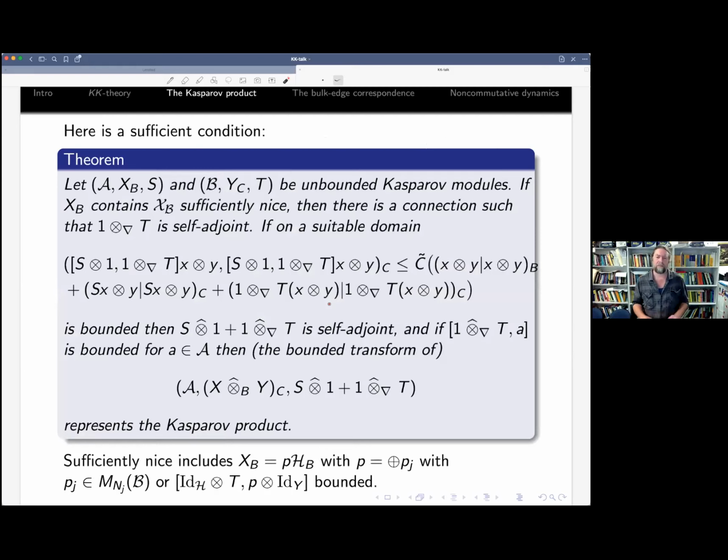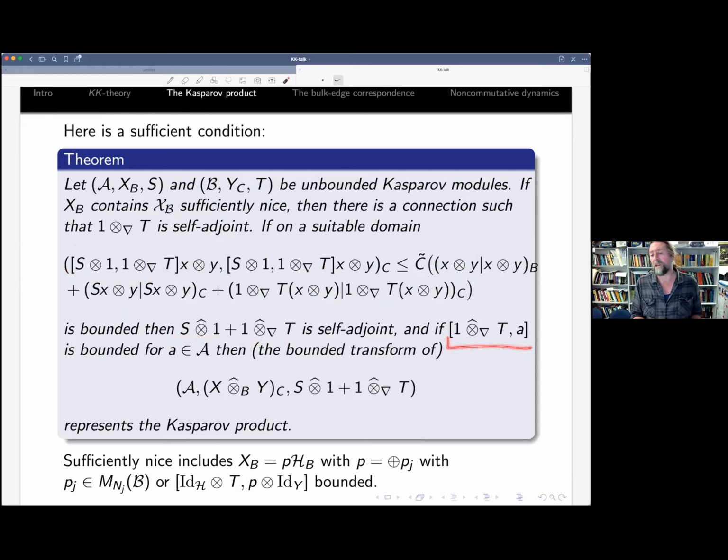So this is a very loose statement of what's known, because to say anything more precise would be really tedious. If I've got two unbounded Kasparov modules, and I've got a nice smooth submodule of some sort, I'll say something about that in a minute, then there is a connection so that this is self-adjoint. And if on a suitable domain these are graded, so the anti-commutators can be bounded by, I guess the right thing to call this is the combined graph norm, then the sum is self-adjoint.